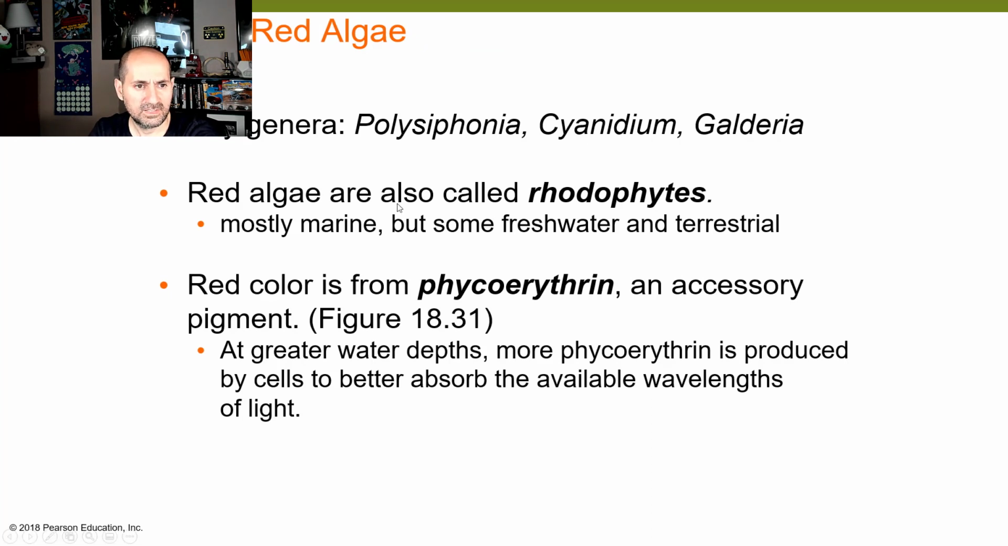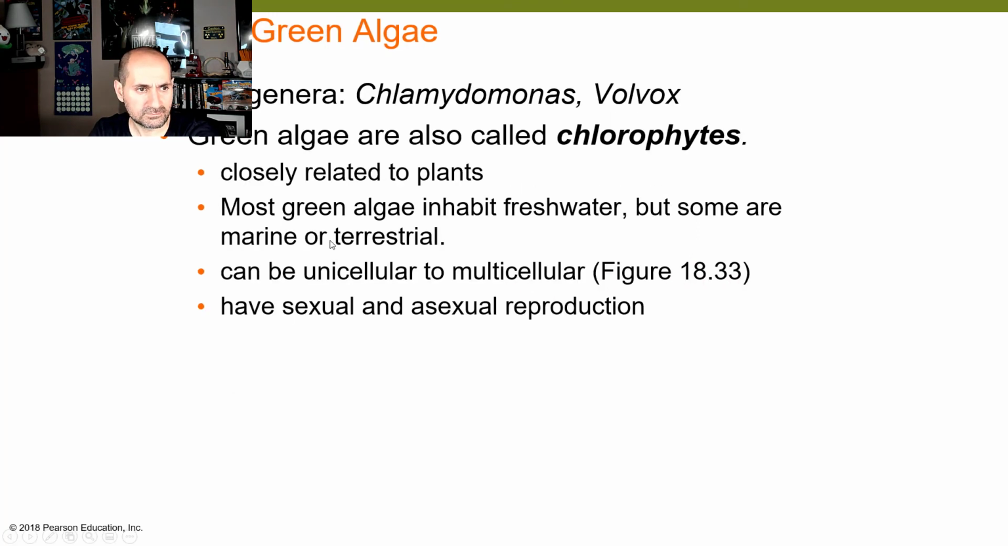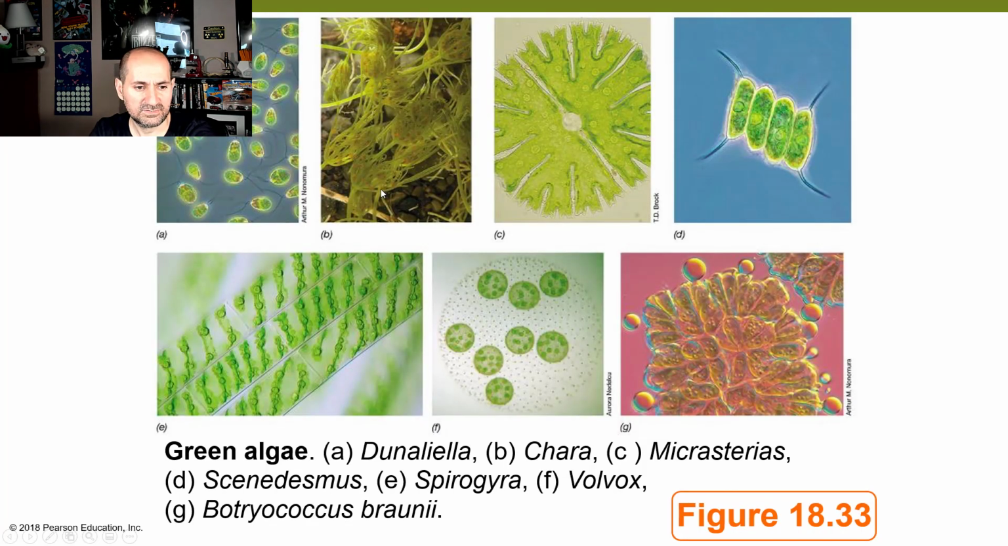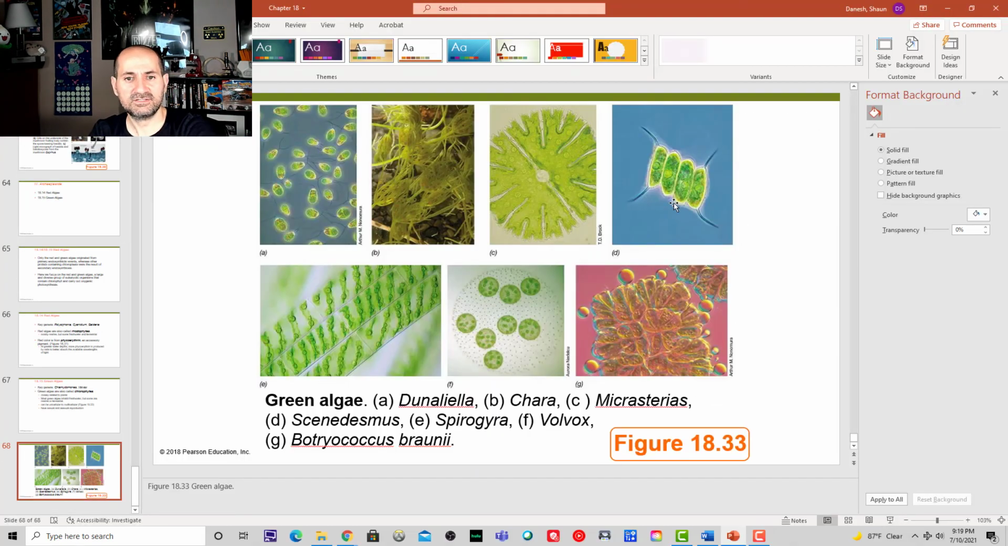The red algae are also called rhodophytes, and what you need to know about these is that they get their red color due to phycoerythrin, which is an accessory pigment molecule. And lastly, we talked about the green algae. These are called the chlorophytes. These undergo cellular photosynthesis, and they produce oxygen. They are closely related to plants. And there's a huge diversity of these green algae. All right, and that's it for this chapter.